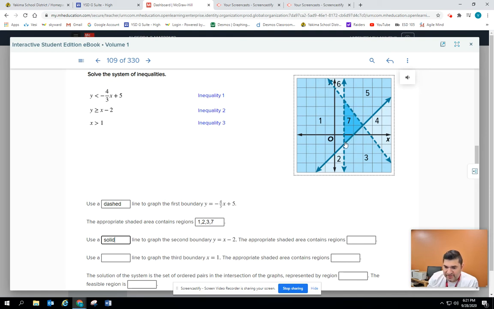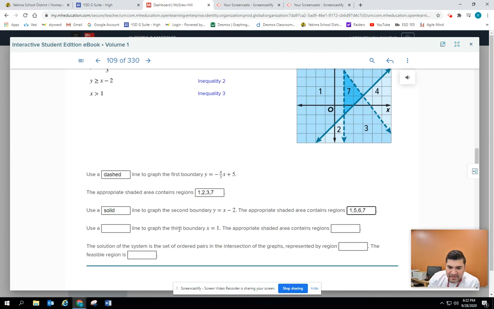The appropriate area contains, okay, so if it's going to be greater than or equal to, that means everything up here. So we have area 1, area 6, 5, and 7. So 1, 5, 6, 7. Let's go ahead and type those areas in. Oops, that should be 1.